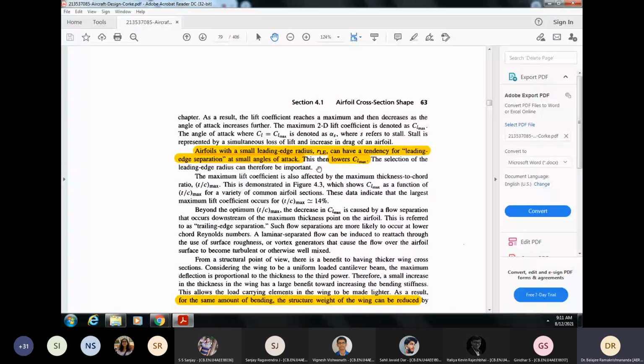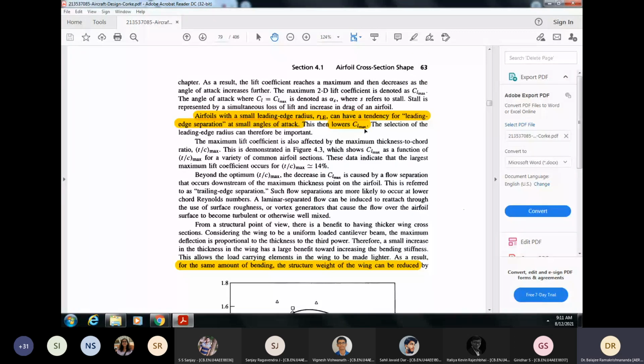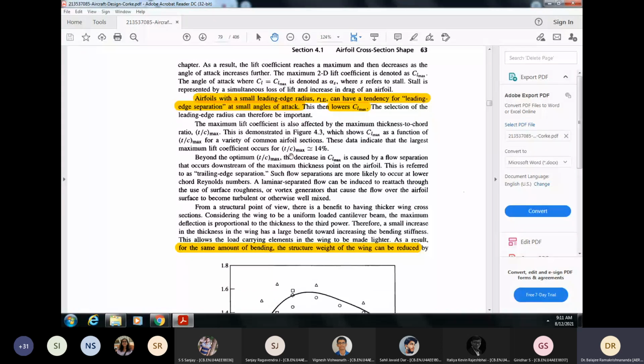An airfoil with a small leading edge radius can have a tendency for leading edge separation at small angles of attack. So the alpha stall will be smaller, and this will lower the CL max also, because you are stalling at a lower angle of attack. So you want to increase the leading edge radius, but this might increase the thickness, and so you may get more drag at other points. So you need to have a compromise.